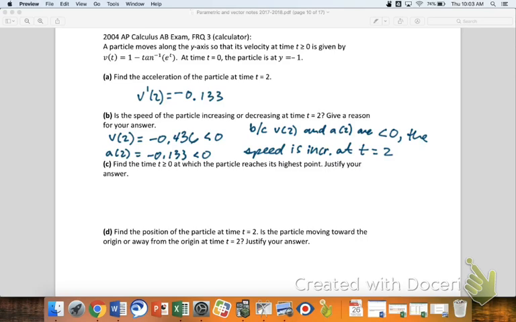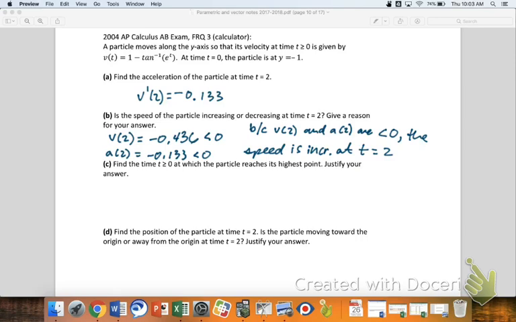Now, questions on B? I find that the concept of speed increasing or decreasing for a lot of folks takes a long time to catch on. And maybe for you it's just stuck with you and it's no big deal. It seems like that's the case. Any questions? All right.